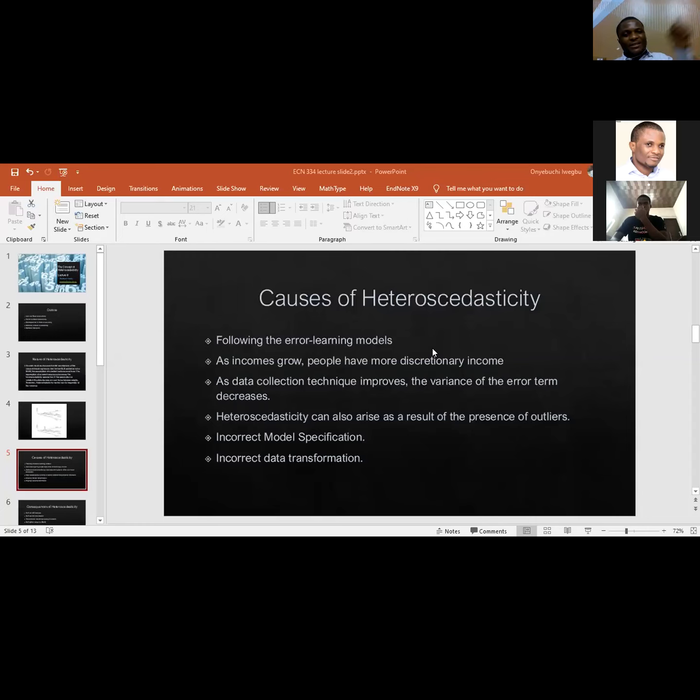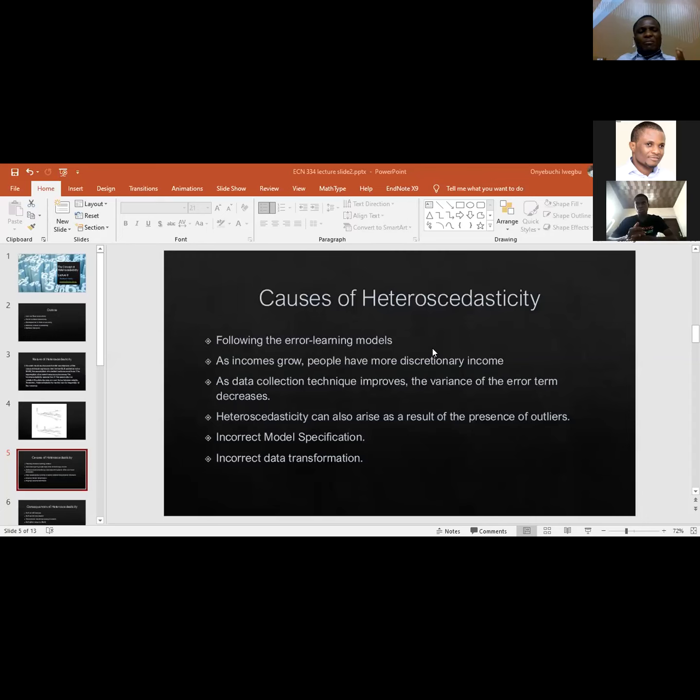The error she makes declines, the income will grow, and you expect heteroscedasticity to occur. Look at point two. As income grows, people have more discretionary income. Let me explain that again.